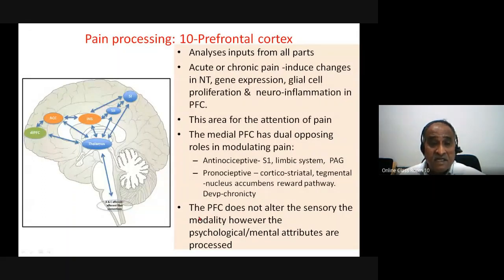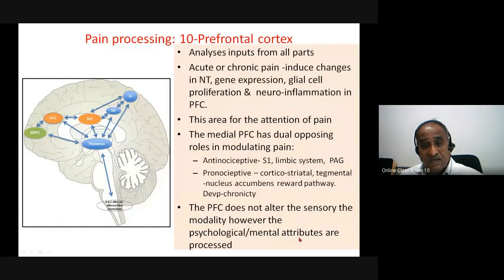One thing is clear. Prefrontal cortex does not alter the sensory modality. So that means what is coming here to S1, it has nothing to do. So the person feels the pain, he knows the pain modality, he knows the intensity, but the psychological, emotional, and mental attributes are not processed here. So he is not bothered, as happened in the case of the anterior cingulate cortex. These things do not bother him. He does not care. Even if pain is there, let it be there. As long as he's not bothered, he's fine with that. So in that situation, it does not alter the sensory modality.